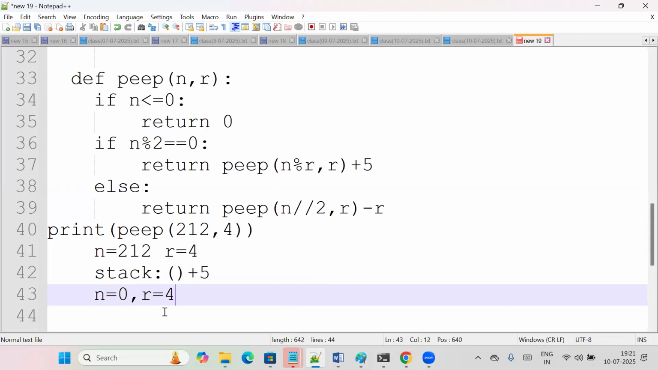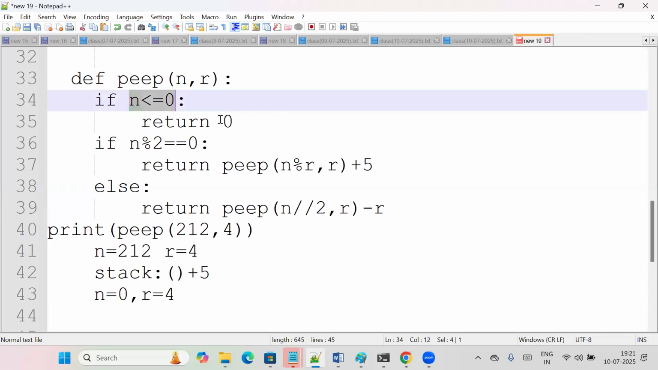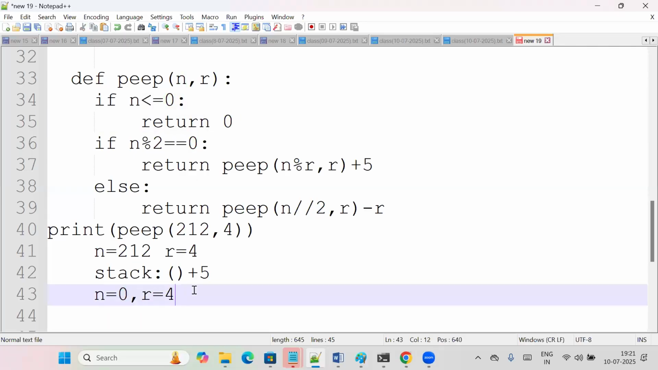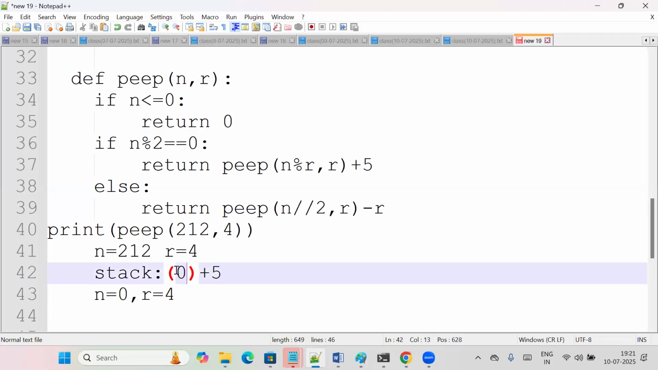R value is 4. So guys, if n value is 0, it will directly return 0 onto the top of the stack. So what is the top of the stack here? Here it will return 0. So 0 plus 5 will be.